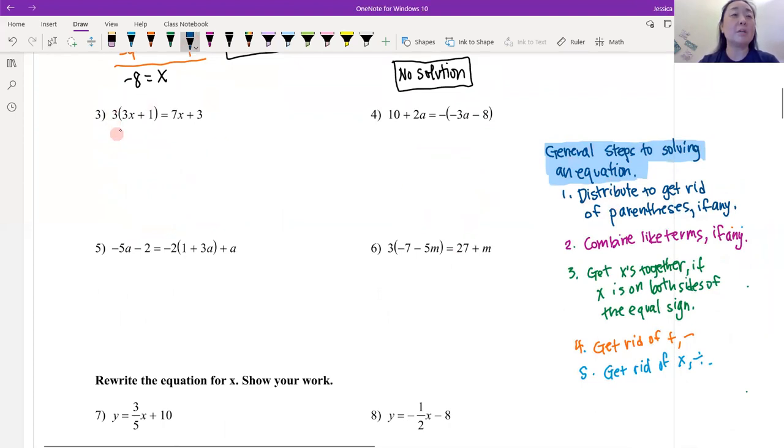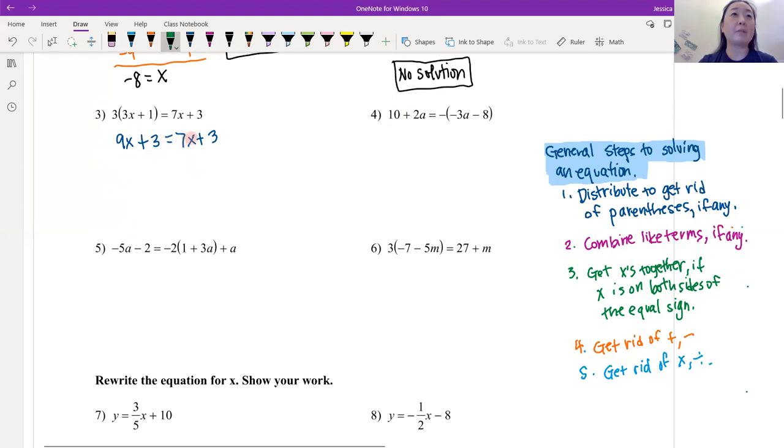I'm going to distribute this. So 3 times 3x is 9x, plus 3 times 1 is 3. Copy the rest of it down. Anything that we're not using, we're just going to copy down. All right. Then it says combining the like terms, if any. We do not have any like terms on the left-hand side or the right-hand side. So we're going to skip to number 3, which is get the x's together.